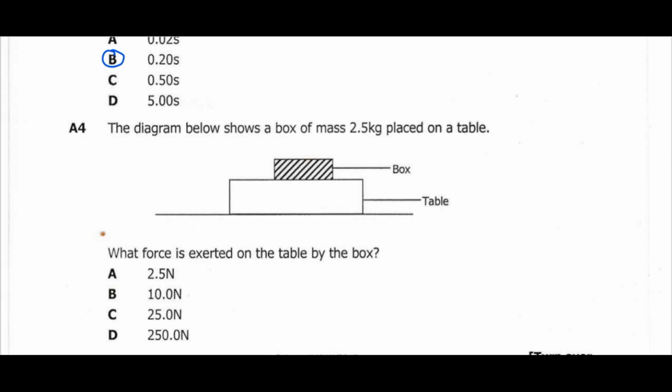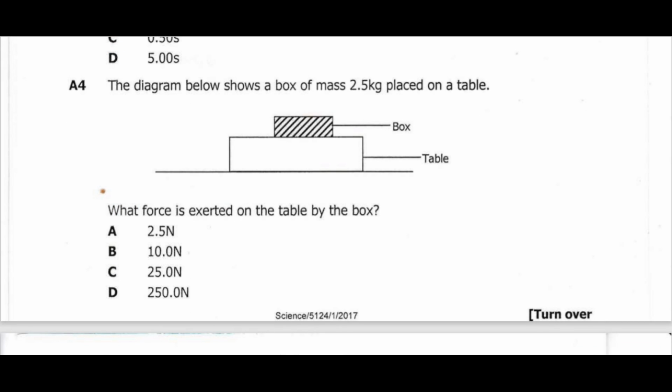We move on to question 4. The diagram below shows a box of mass 2.5 kg placed on a table. So if we place this box on a table, there will be a force exerted by this box toward gravity, which is the weight, and we know that weight is equal to mass times gravity. There will be another force that is opposing the weight. Now the question is, what force is exerted on the table by the box?